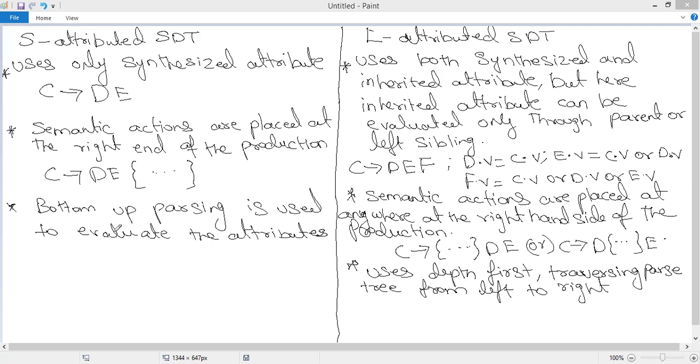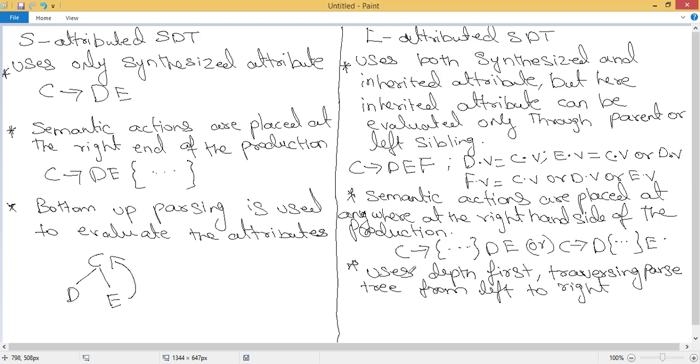The last one is that S attributed SDT uses bottom up parsing for evaluating the attributes. For example, with the production rule C tends to D and E, in order to identify the value of C, you have to evaluate the child nodes first. The leaf nodes will be evaluated and the values go up to the root. So S attributed SDT uses bottom up parsing.